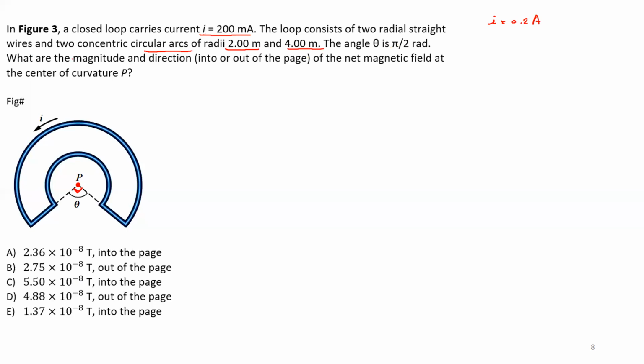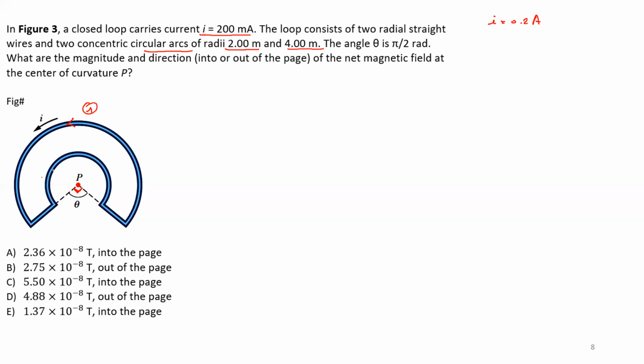What are the magnitude and direction, in or out of the page, of the net magnetic field at the center of curvature, P? So I want the magnetic field here at P. First, let's decompose my closed loop into 4 parts. So let me call this part 1. The current is going in this direction. This is part 1. This is the first arc. And this second arc, I call it part 2.